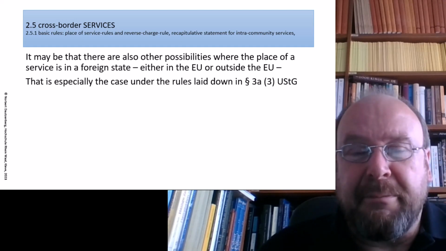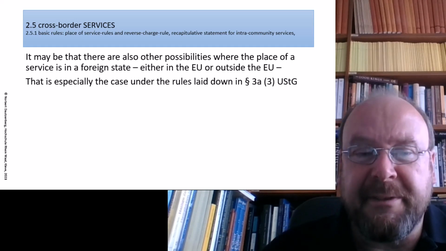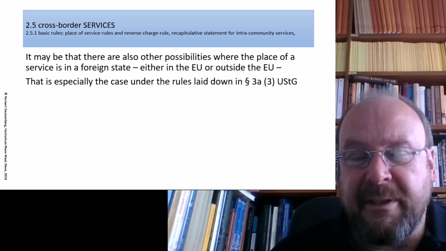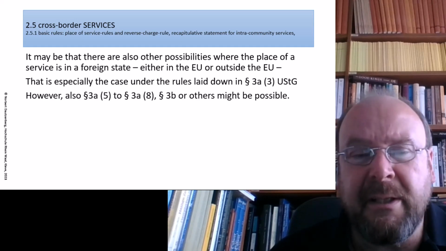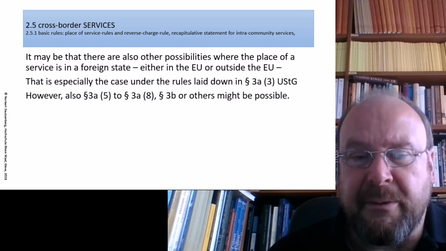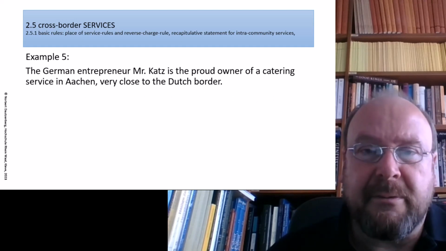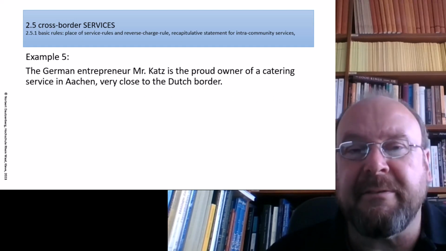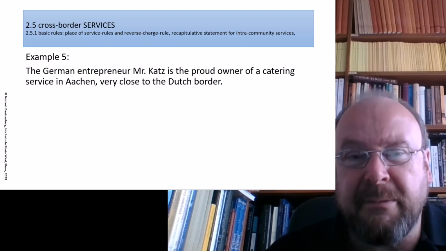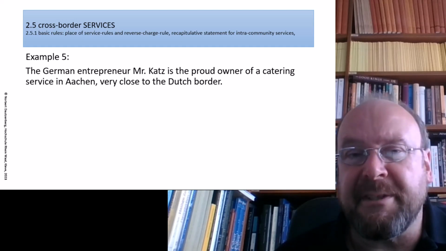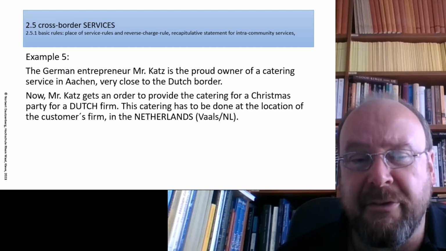Last but not least, there might be other special rules which govern the place of a service, especially in the case of the services or transactions listed in 3A3. Others might also be possible, so you need to check these rules too. Sometimes that also leads to taxability in a foreign state in cross-border cases. For example, if you do catering, your name is probably Katz, and Mr. Katz here is a proud owner of a catering service in Aachen, which is very close to the Dutch border.